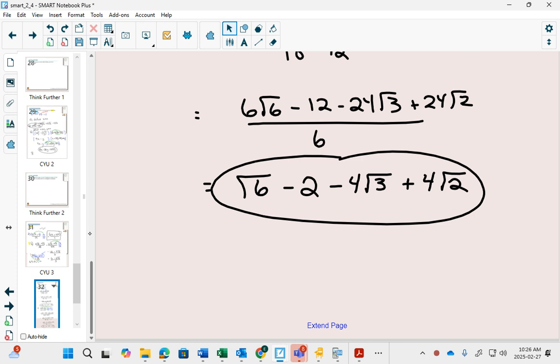Questions for practice are 10 and the other part of 13.